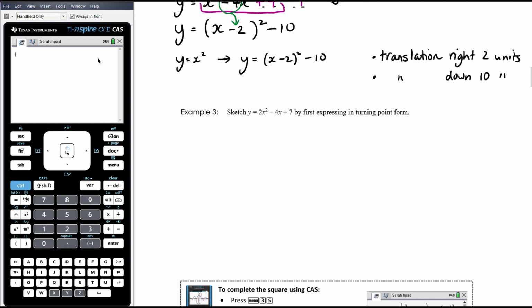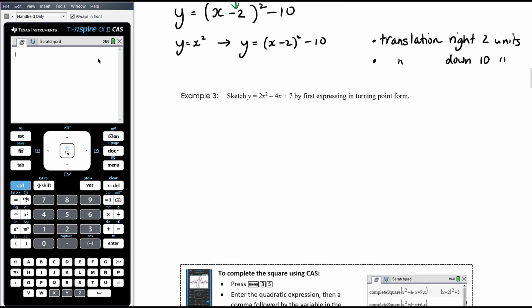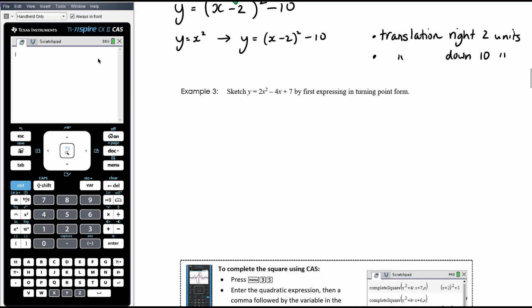Alright, example 3: sketch y equals 2x squared minus 4x plus 7 by first expressing in turning point form. We don't have to, but if the question is just this, you can do it in different ways. You don't have to convert to turning point form, but in this instance, it's asking us to do it this way. And actually, when we see what happens, it ultimately is the most efficient way. So we want to express in turning point form.